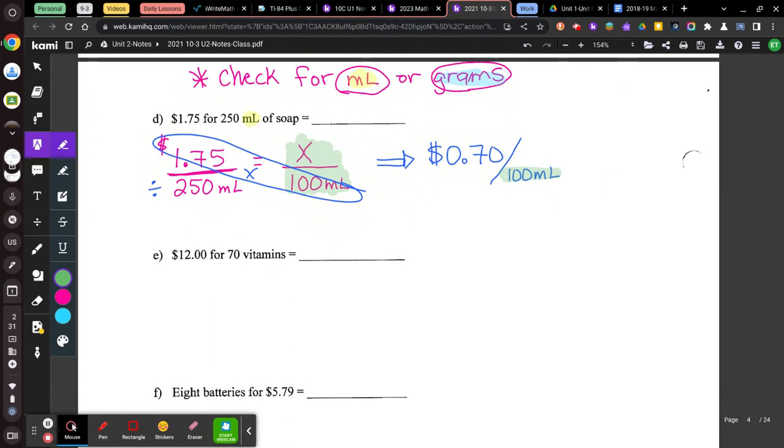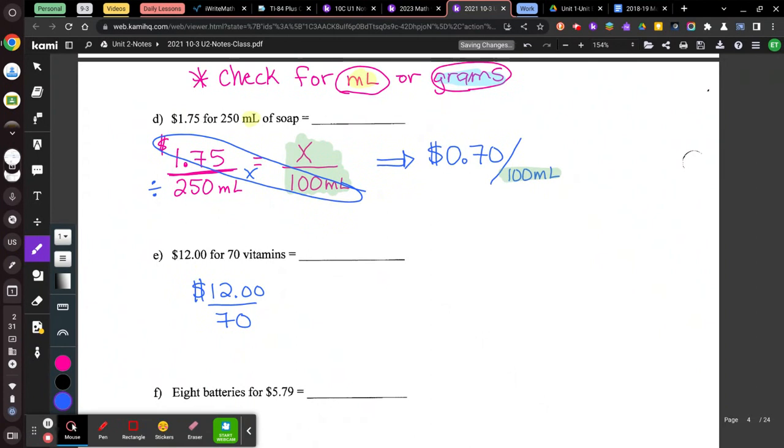Okay, let's try the next question. Same idea. So the first thing we're going to do is we're going to take money, $12, on top of our vitamins. And do I have anything that says grams or milliliters? No. So that means we don't have to set it up like this. We don't need the X over 100. We just literally divide this one. Okay? So sometimes we're going to divide and sometimes we have to cross multiply. It depends on if our unit is milliliter or gram.